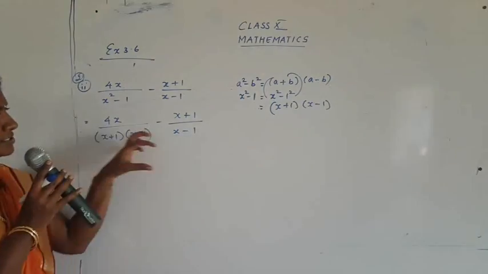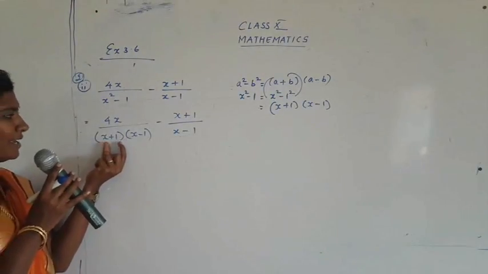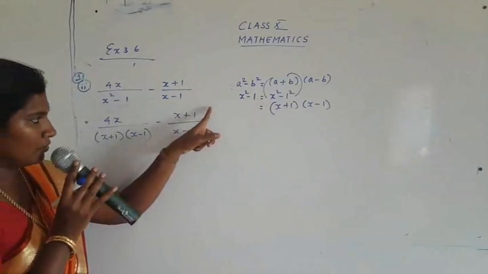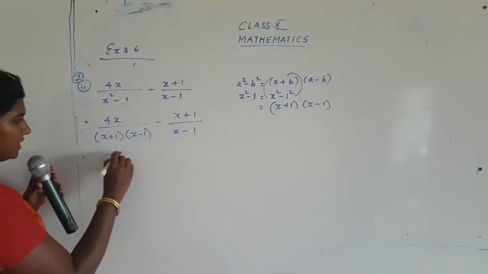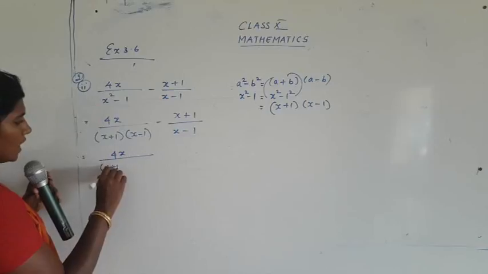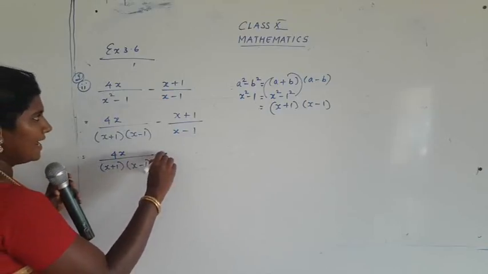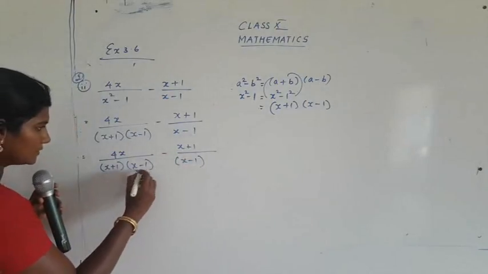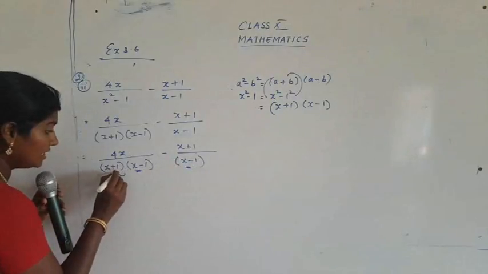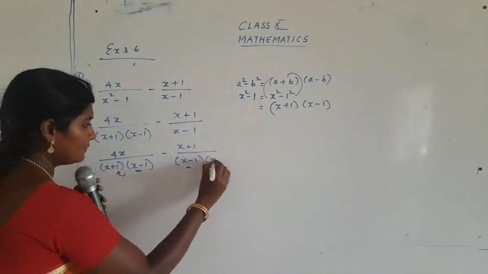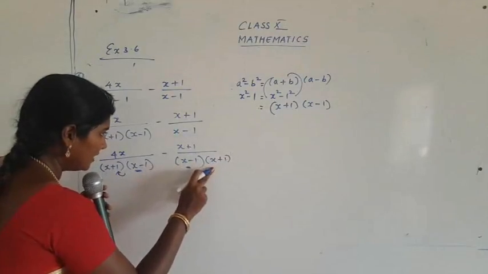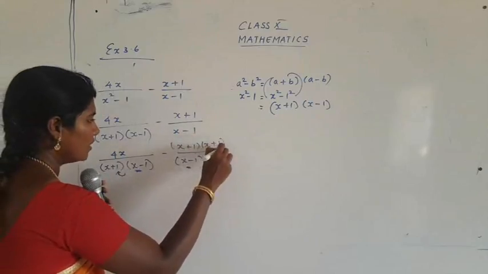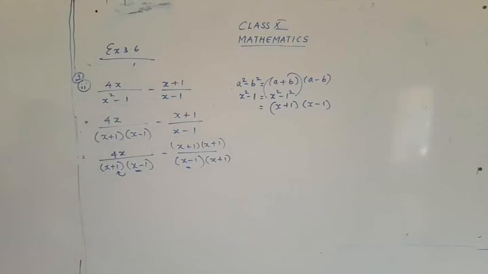So what is the thing that you're going to insert over here? Only x plus 1. So when you multiply x plus 1 to the denominator part, the same thing should be done to the numerator part also. So now what you get? 4x upon x plus 1 into x minus 1, minus x plus 1 upon x minus 1. Here x minus 1 is present, here x minus 1 is present. But now what we need? x plus 1. So you are just going to multiply by x plus 1. Whatever changes you are doing in the denominator, the same changes should be done in the numerator also. So right here also x plus 1. Okay, so we have changed the second part.